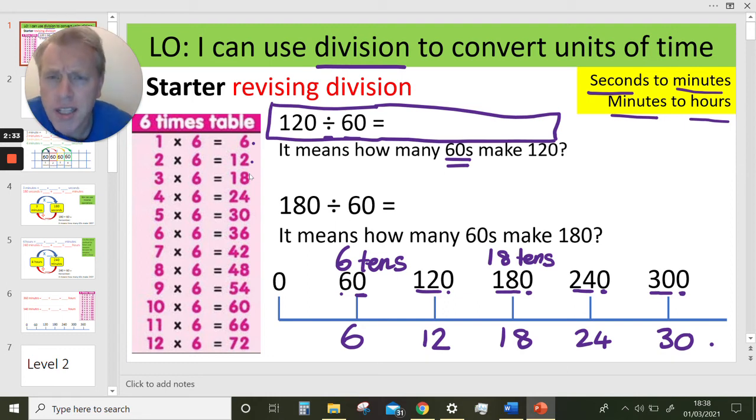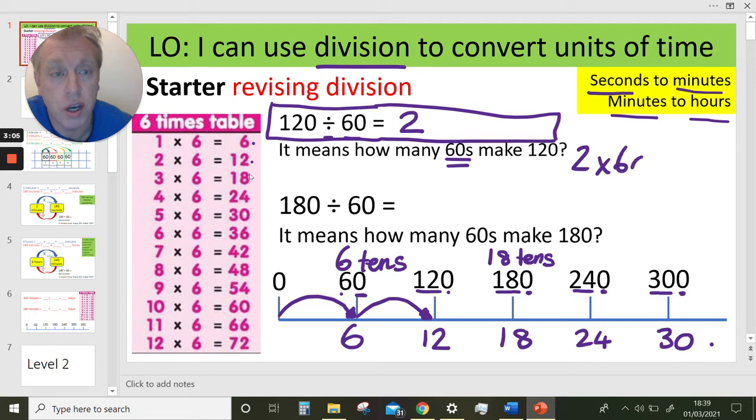So, I still haven't answered my question. 120 divided by 60. How many 60s are there in 120? Well, 1 jump of 60 from 60, 2 60s gets to 120. 120 divided by 60 is 2. If we look at the inverse operation, 2 times 60 equals 120.